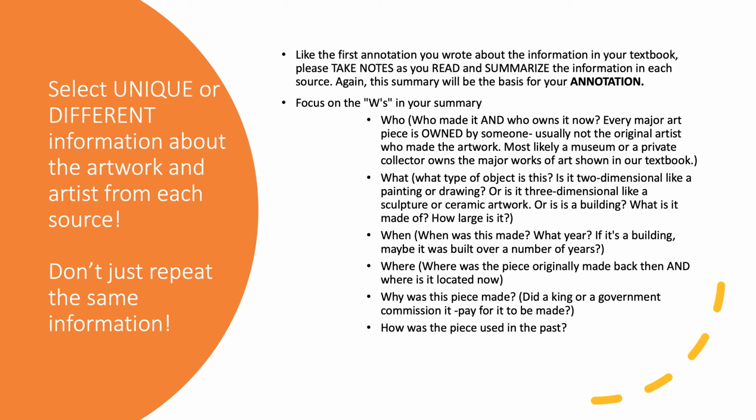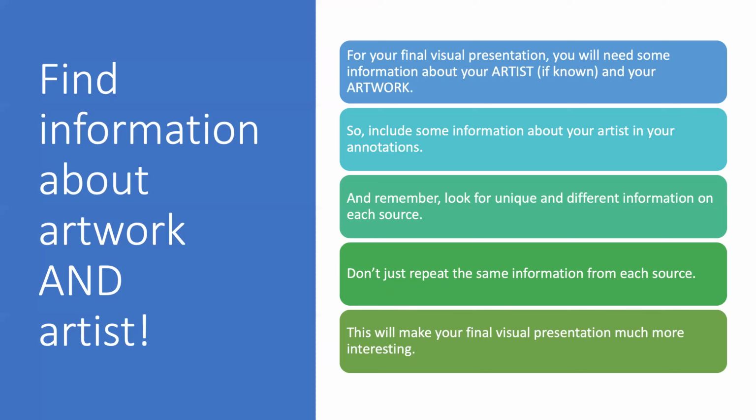You can also think about facts about the artist. An interesting overview of the artist is also going to be useful for your visual presentation. Of course, we may not know about the artist. We may not know who the artist was, or it may be too long ago. But if you can find that information, you want to make sure you include it in your annotation. Select unique or different information about the artist and artwork from each source. Don't just repeat the same information.